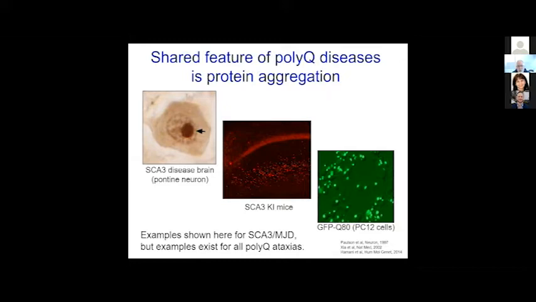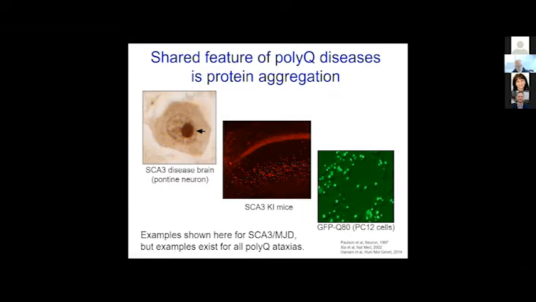I'm just showing you examples here from human disease tissue of a pontine neuron, showing an ataxin 3 inclusion that's also ubiquitin positive, or from SCA3 knock-in mice, in which this red is indicating aggregation of the ataxin 3 protein in the hippocampus, or here in cell models where we've expressed just a fragment, an expanded polyglutamine fragment behind GFP that forms inclusions in every cell that you see in the dish. This can be seen in many model systems.